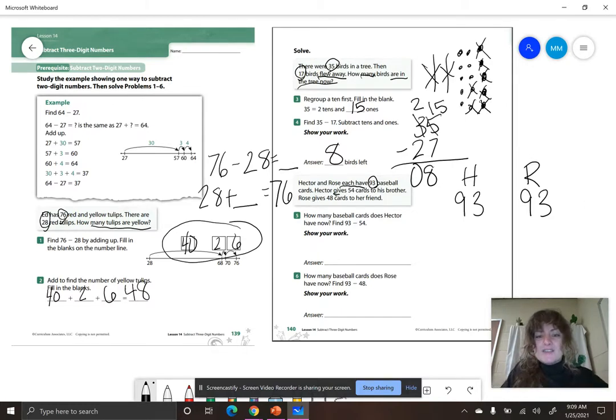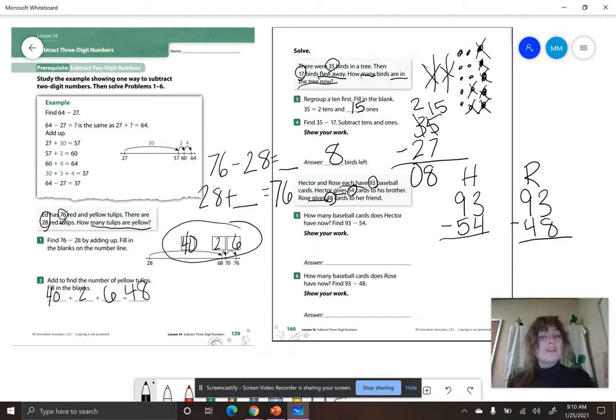Hector gives 54 cards to his brother. So if I give something away, am I getting more or am I losing some from my whole? I'm losing some. So how many are we going to subtract from Hector's cards? 54. Okay, Rose gives 48 cards to her friend. So if Rose is giving cards away, are we adding or subtracting? We are also subtracting. So we're going to subtract 48 from Rose.